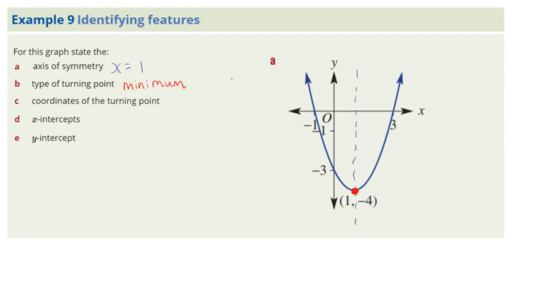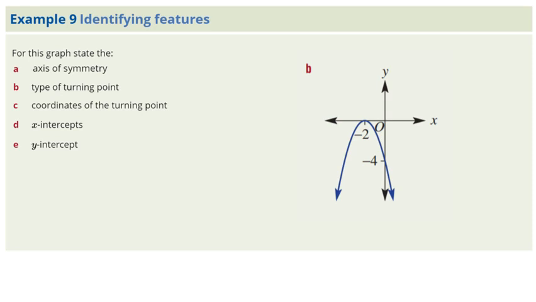The coordinates of the turning point, they're written there already for us. 1, -4. The x-intercepts, here and here, -1 and 3. And then the y-intercept here, -3.